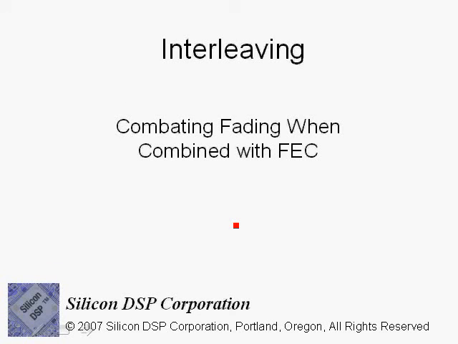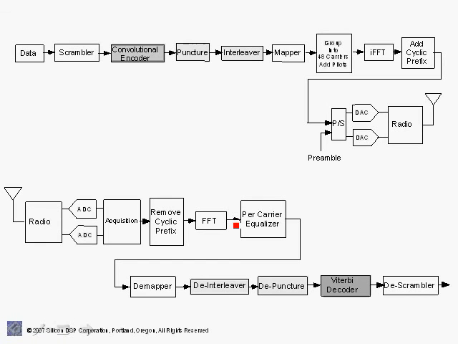In this section, we will cover interleaving for combating fading when combined with forward error correction coding. Here we have the block diagram of the OFDM transmitter and the block diagram of the OFDM receiver. We covered the forward error correction coding techniques, which are, in the case of 802.11a, using a convolutional encoder in the transmitter and a Viterbi decoder at the receiver. We mentioned that using a convolutional encoder and a Viterbi decoder, the FEC is quite capable of correcting random bit errors. However, it is not very good at correcting bursty errors.